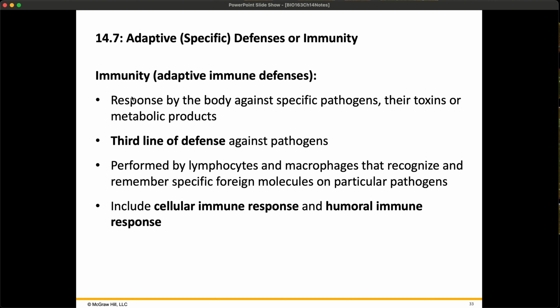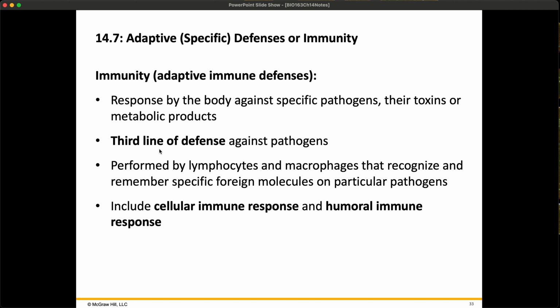This is the third line of defense against pathogens. So if they can't be stopped from entering the body, if they can't be neutralized with a fever or with a macrophage, and they are able to infect your body cells and actually cause an immune response, this is the immune response. This is that third line.